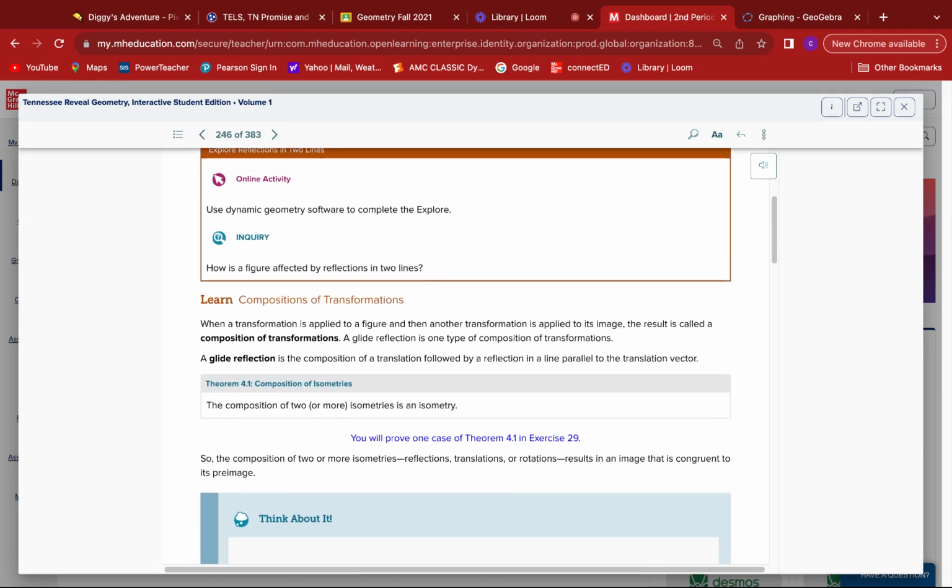Okay, so when a transformation is applied to a figure and then another transformation is applied to its image, the result is called a composition of transformations.